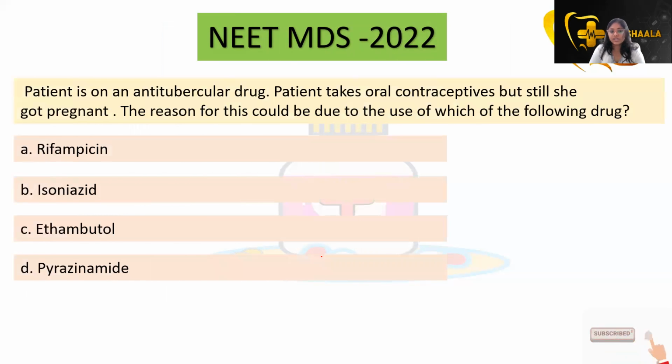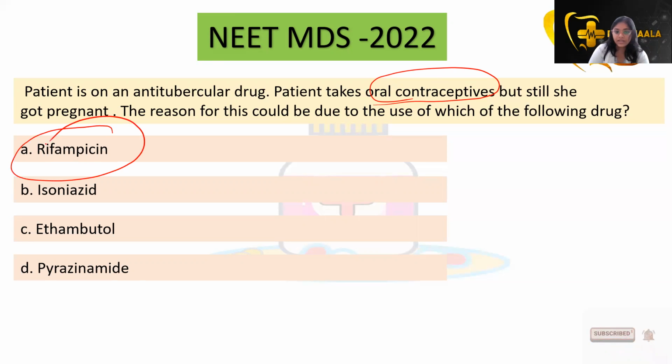Okay, so a question was asked in NEET MDS. Let's see the question. A patient is on an anti-tubercular drug. They are not specifying which drug she or he is on. The patient takes oral contraceptives, so that means she's a female, but still she got pregnant. Even though she's taking oral contraceptives and is on an anti-tubercular drug, she got pregnant. So what is the reason for this? The reason is she has been given rifampicin.